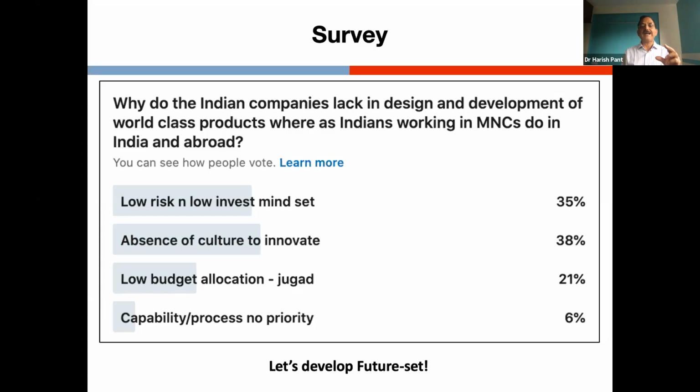So we see that in India, we need to change our culture to be very innovative. And this low risk and low investment funda is not going to work in a high change, game changing scenario. So let us be ready for the future. We have to create a future mindset. Otherwise, that future will set in, and it will be very difficult to compete in the international market.